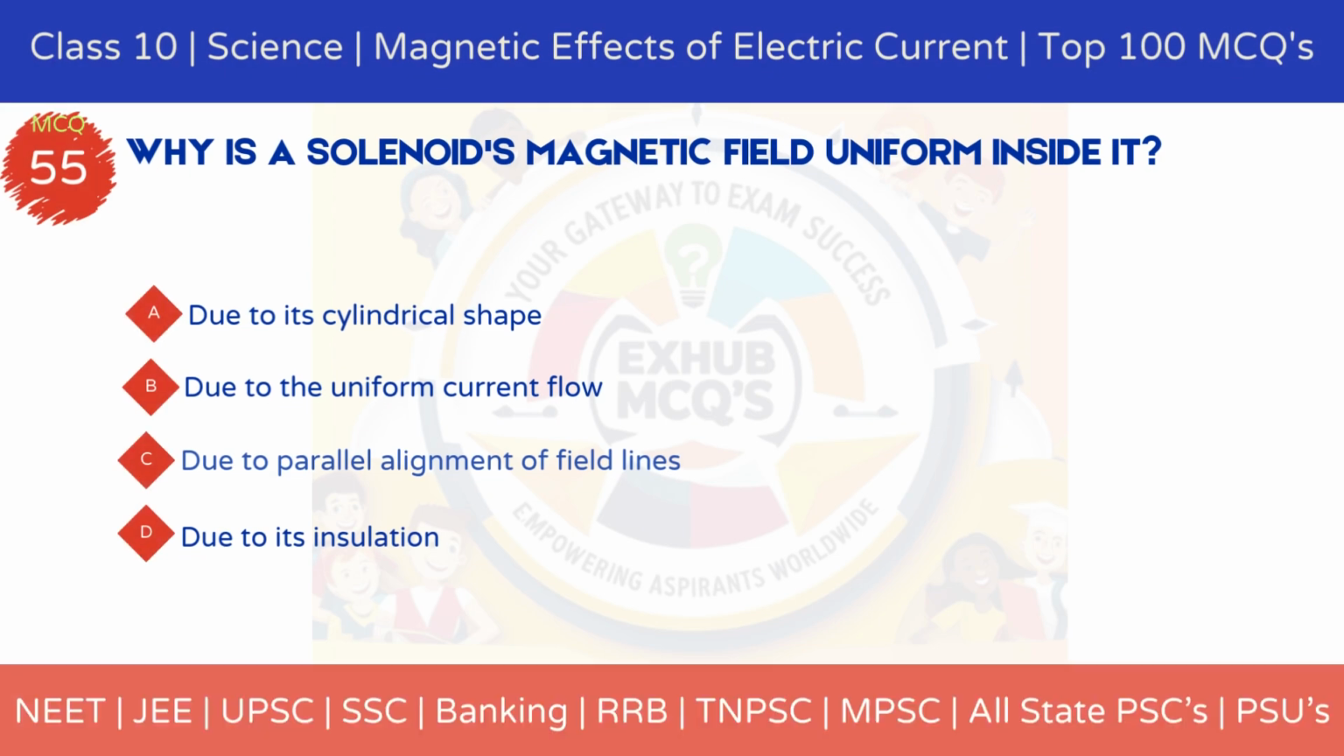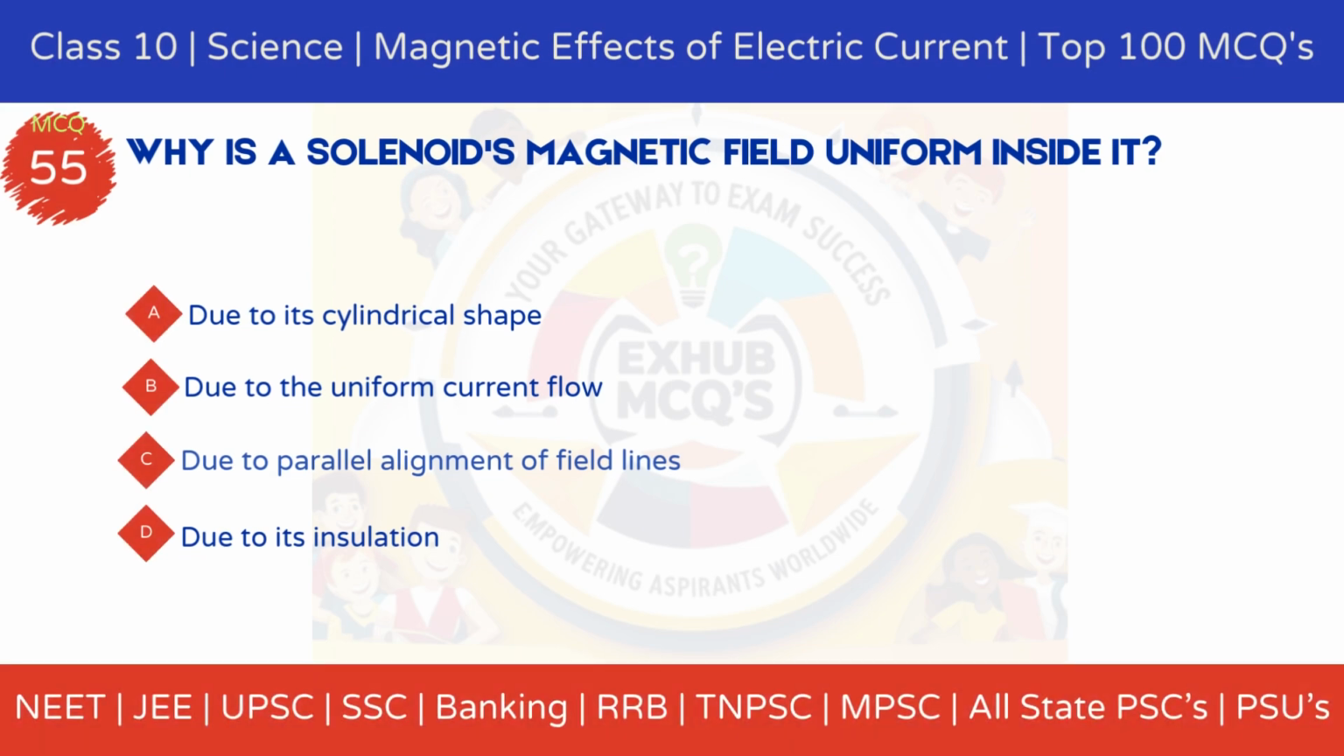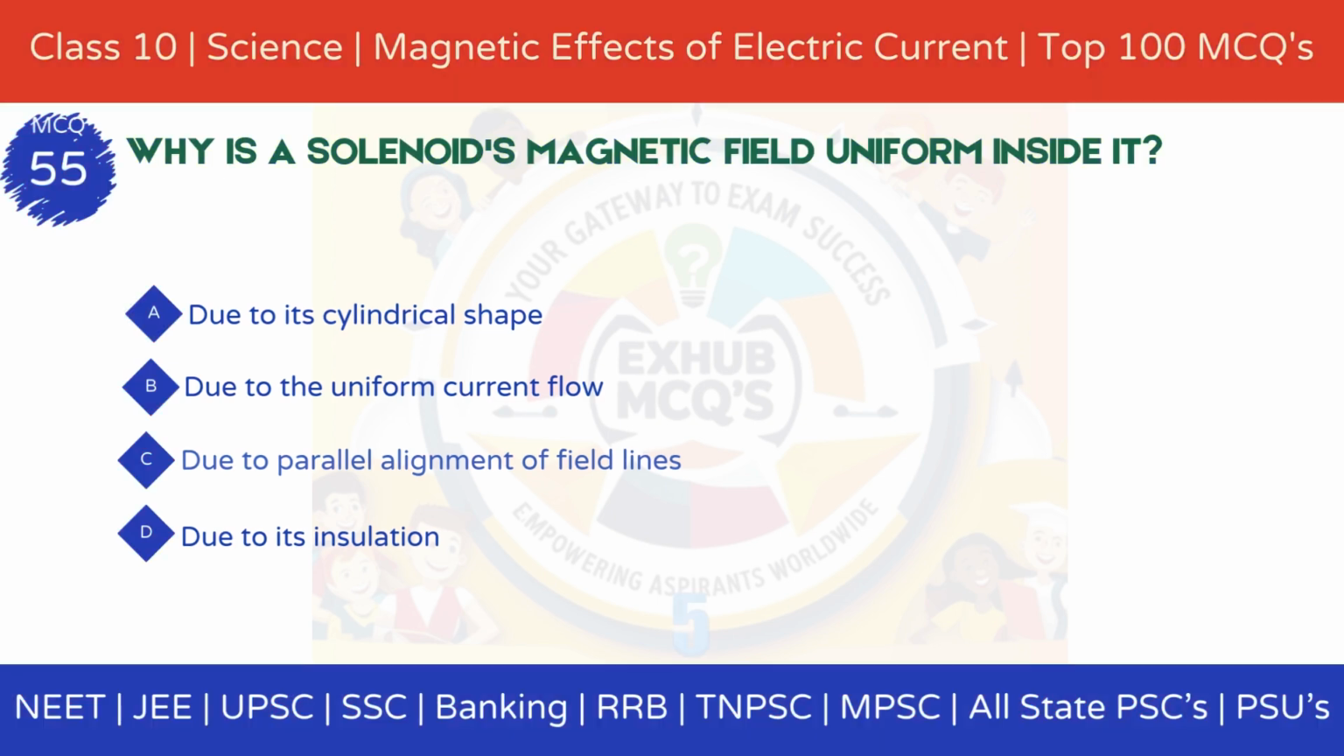MCQ 55. Why is a solenoid's magnetic field uniform inside it? Option A, due to its cylindrical shape. Option B, due to the uniform current flow. Option C, due to parallel alignment of field lines. Option D, due to its insulation.